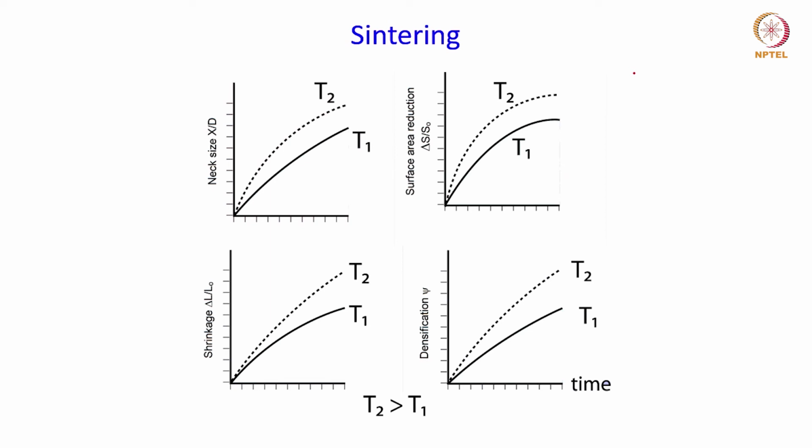Here T2 is greater than T1. T is the temperature, right? So this is depicted in terms of the densification parameters, or the parameters which can be related to the densification, such as the neck size, the surface area reduction, delta S by S naught, the shrinkage, and the densification parameter that we defined just now.